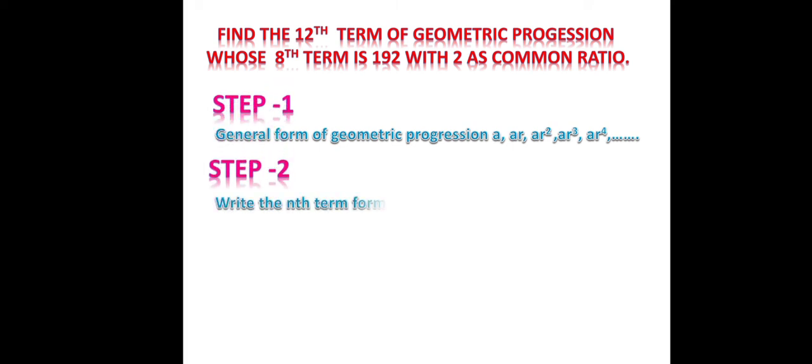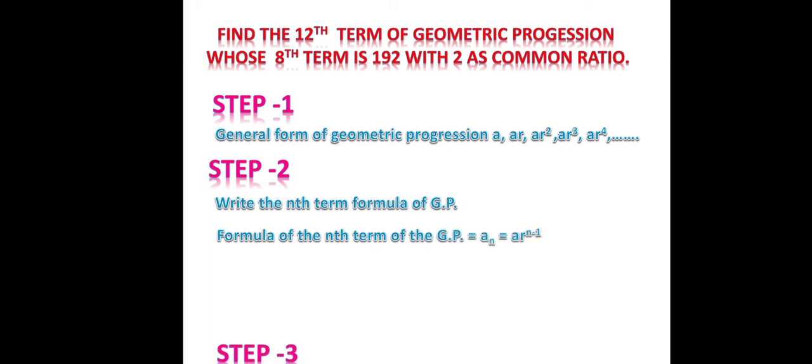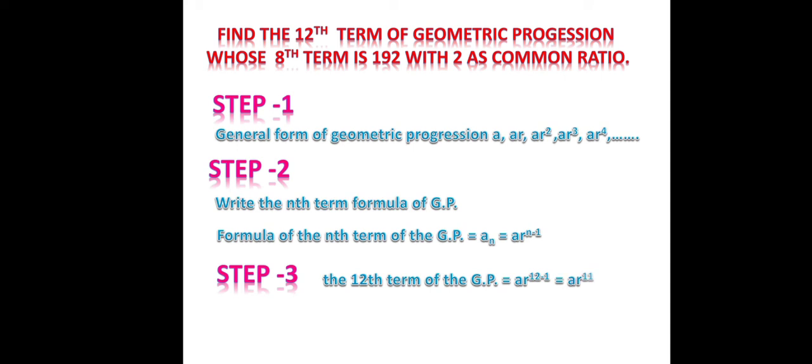Then we will write the nth term formula of the GP, which is An is equal to a into r to the power of n minus 1. In the third step, we'll write the formula for the 12th term, which is equal to a into r to the power of 11, and the 8th term as a into r to the power of 7, which is equal to 192.